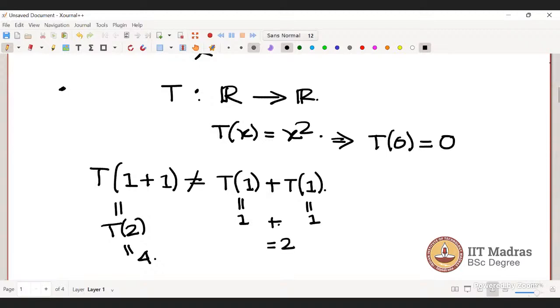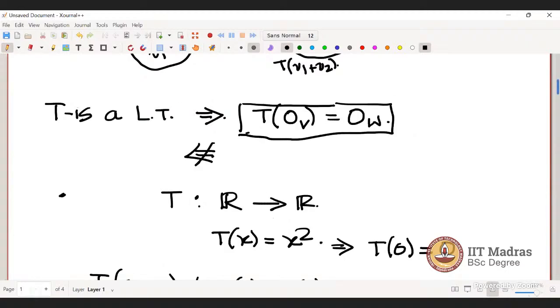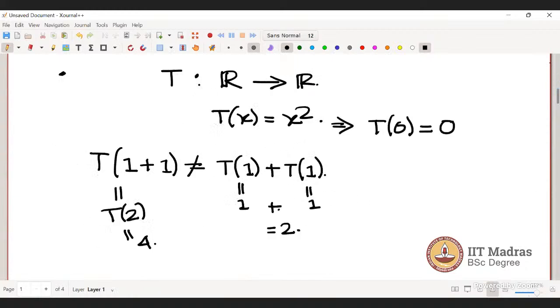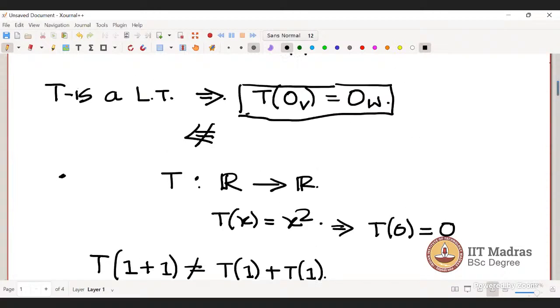So as you can see, the first condition doesn't hold for this given map. T of 0 is 0, but T is not a linear transformation. Just now I said, if T is a linear transformation, that implies that T of 0 is 0.